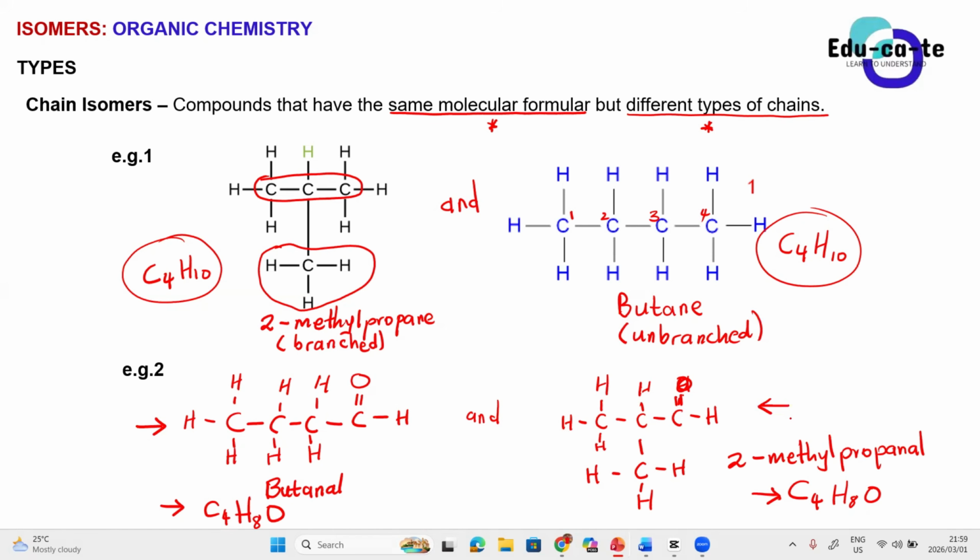Okay, sir. The first one, yes, the 2-methyl propyl, it has a branch. The second one, the butane, doesn't have a branch. No, we're like on example 2, same butanol and 2-methyl propanol. Okay, sir. The first structure, sir, it doesn't have a branch, but the second one has a branch.